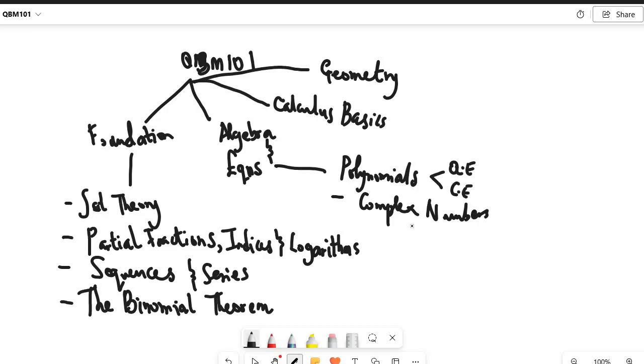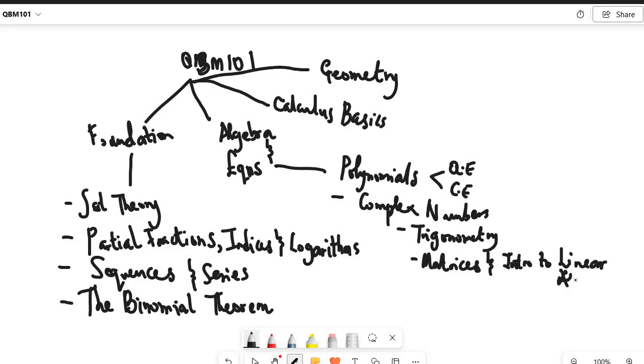We'll also talk about trigonometry under this module. We'll also talk about matrices and systems of equations, which will basically be the introduction to linear algebra, which we'll see later in QBM 101. Then we'll also talk about determinants and Cramer's rule. If you're going to be in engineering or any field at all, especially engineering, you need to know much about determinants.